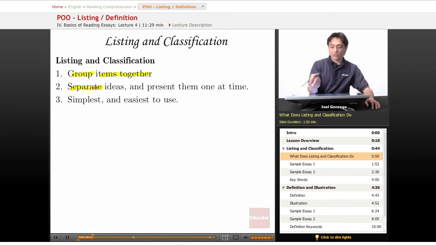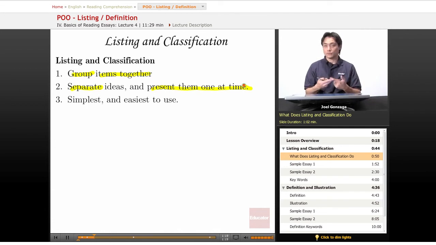So we can also separate ideas and present them one at a time. So in the example I've just talked about, baseball, soccer, and football, I'm going to talk about the rules of each sport one at a time and not all jumbled up together like, well, what are the rules for baseball? And then all of a sudden you're hearing about a 50-yard line, and then you're hearing about somebody yelling goal when the score is 1-0.